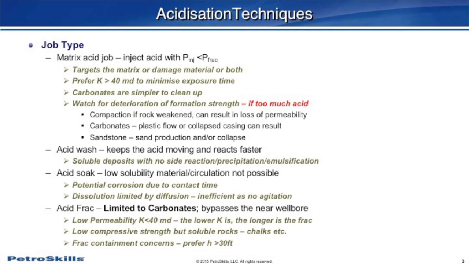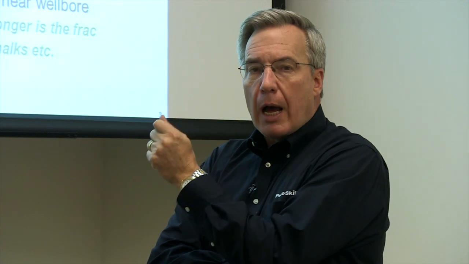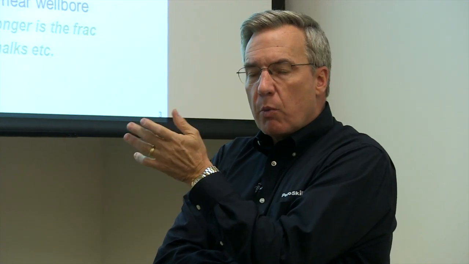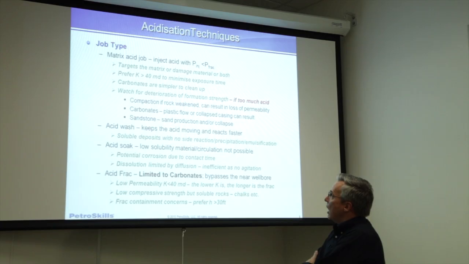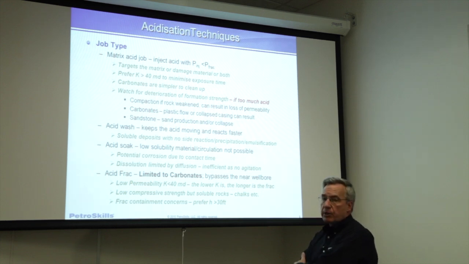All right, if we're performing a matrix acid job, we've got to keep our injection pressure below the frac parting pressure for the rock. It's absolutely imperative. Normally, our target formations for matrix acid jobs are higher perm reservoirs. We say greater than 40 millidarcies, but that's plus or minus. Carbonates in general are much simpler to clean up than sandstones, but we do perform matrix acid jobs in both.